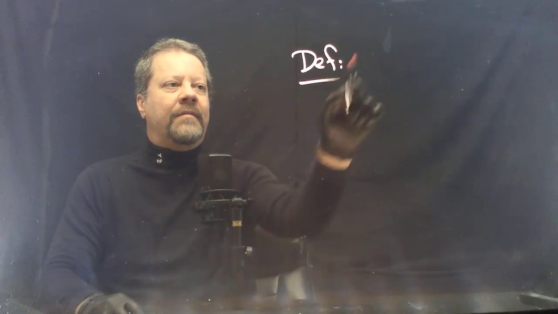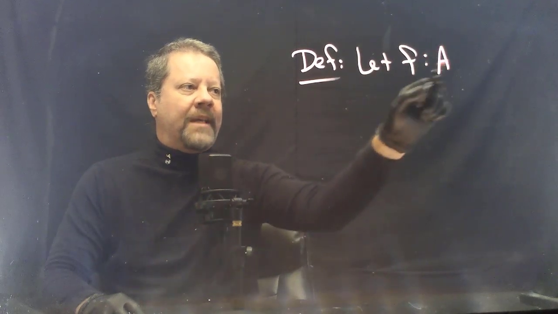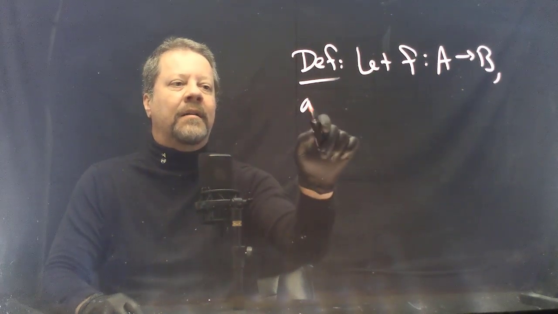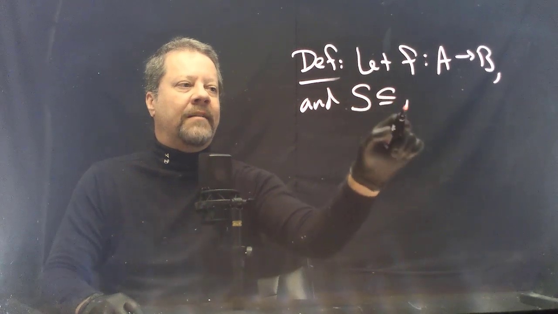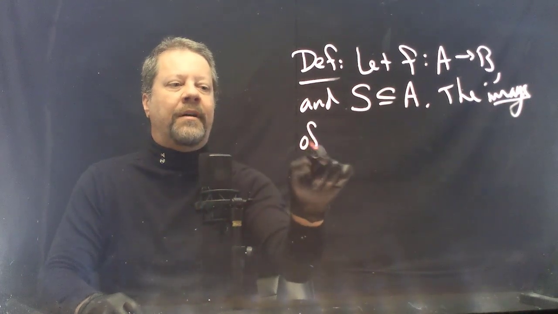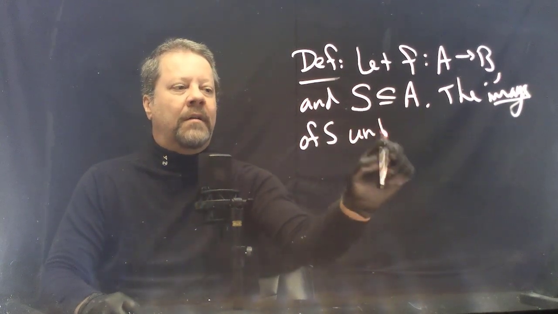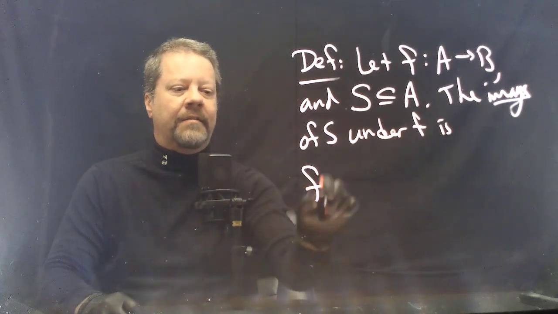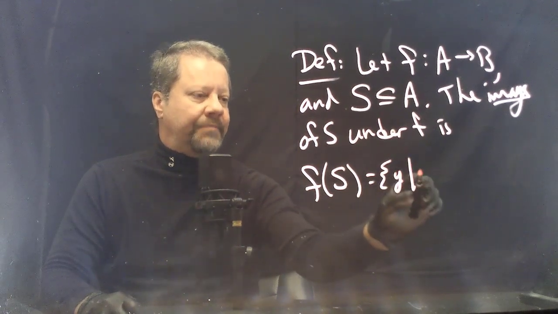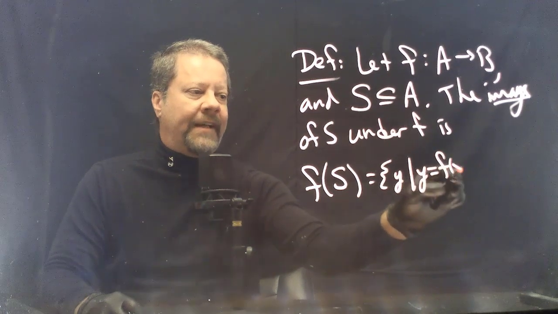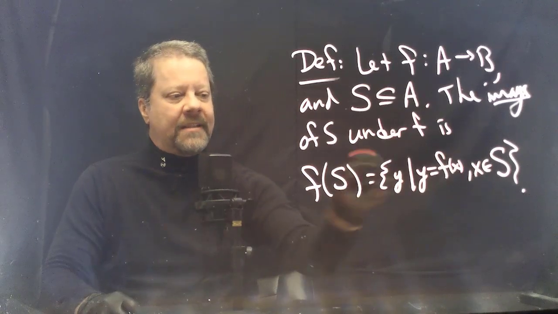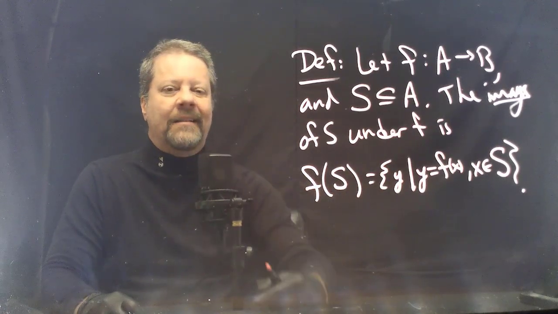In our next definition, suppose f maps A into B, so we have a domain of A and a codomain of B, and let S be a subset of A. The image of S under f is the set of all y such that y equals f of x, where x is an element of the set. So it's the things that plop out when you plug things from S into the function.